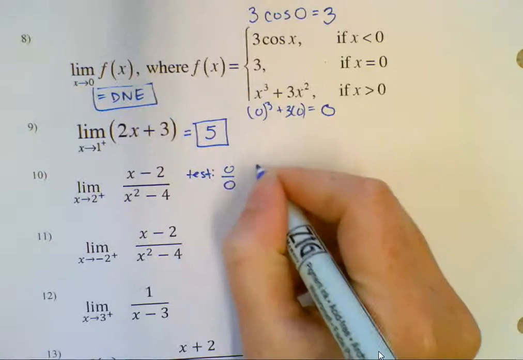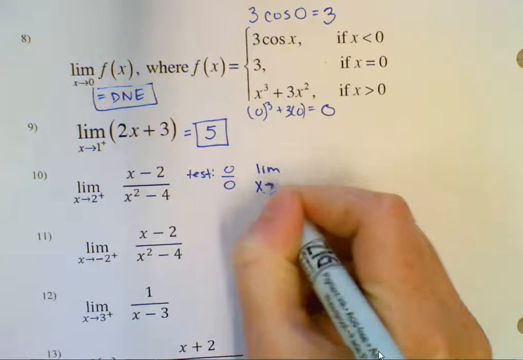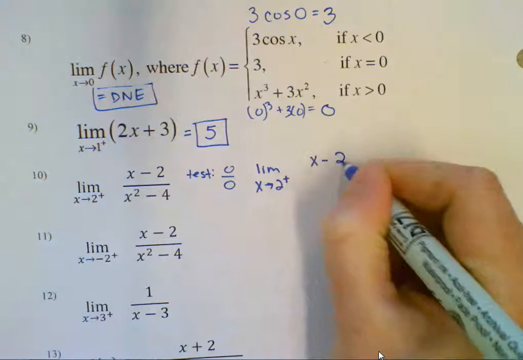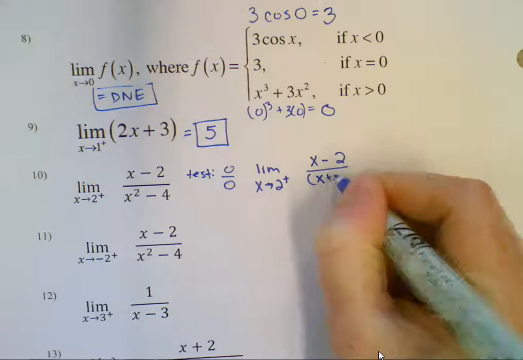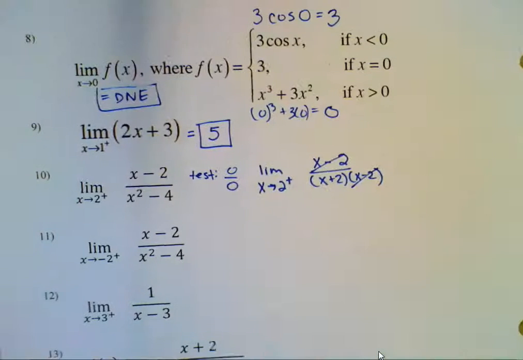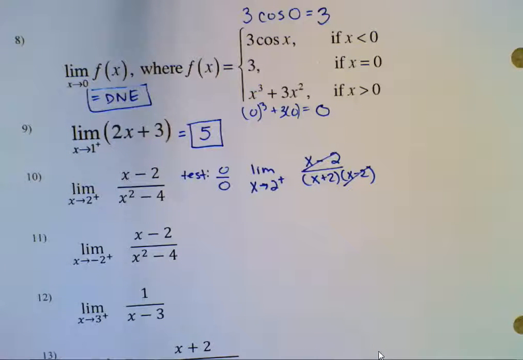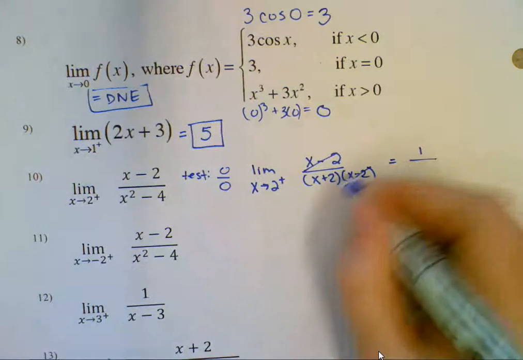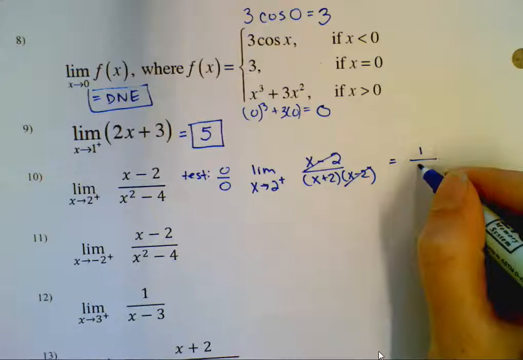So I'm going to rewrite this. The limit as x approaches 2 from the right-hand side. How does the bottom factor, guys? X plus 2, x minus 2. Yep, x plus 2, x minus 2. So I cross those out. Am I now allowed to plug in 2? Yes. So 1 is still a placeholder on the top. If I plug in 2, what is my denominator?